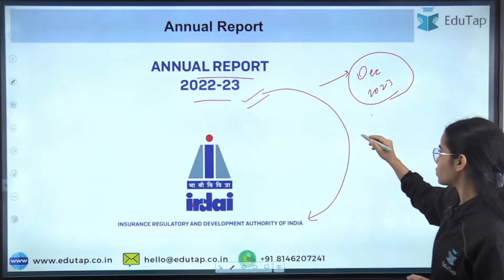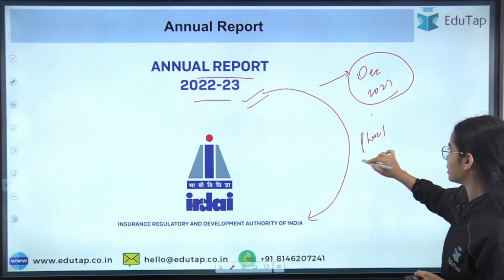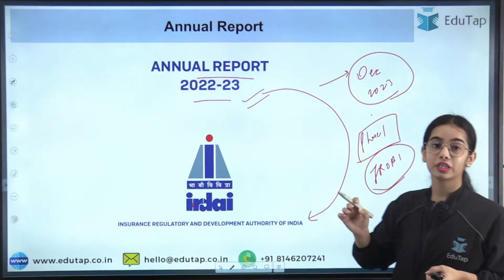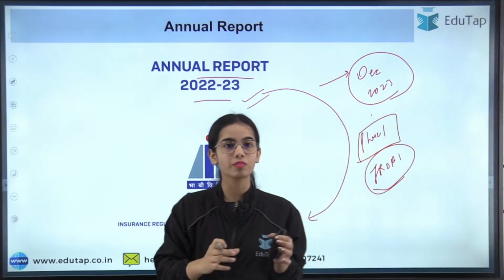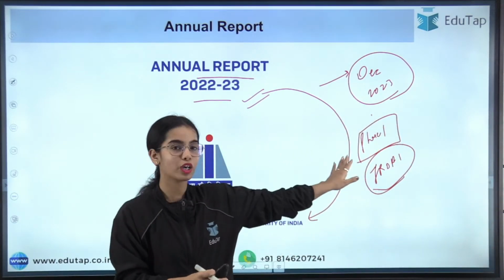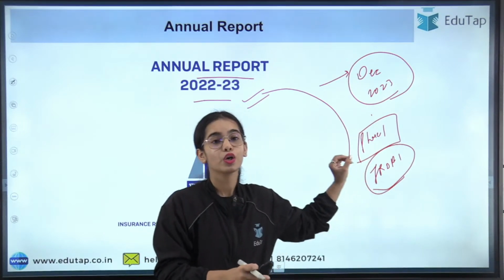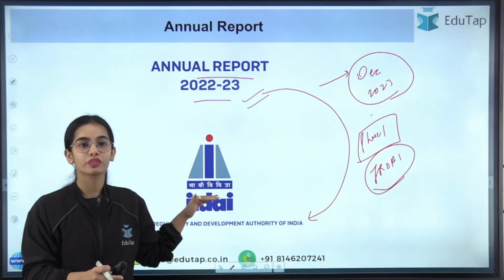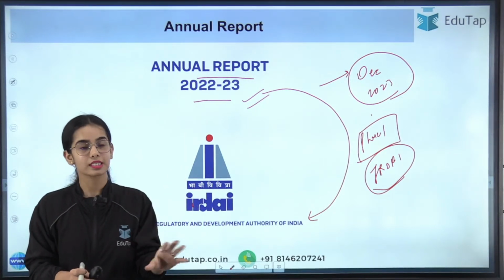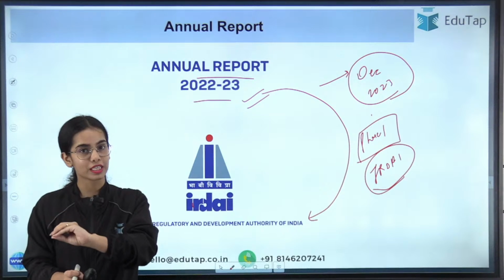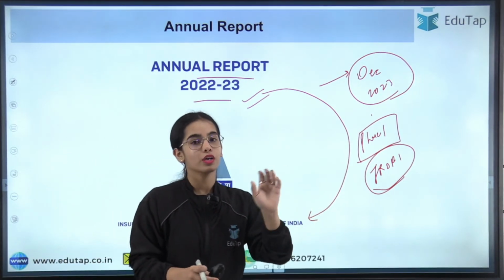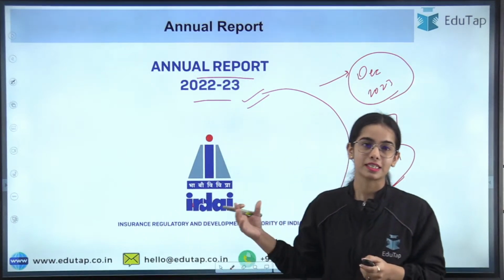And for phase 1 of the IRDAI, the filling of the forms has finished, so soon your phase 1 of the IRDAI is going to happen. So you must be preparing for the IRDAI. This annual report, today we are going to discuss from the objective point of view for phase 1 and from the descriptive point of view for phase 2. We are going to have a complete understanding of this report.